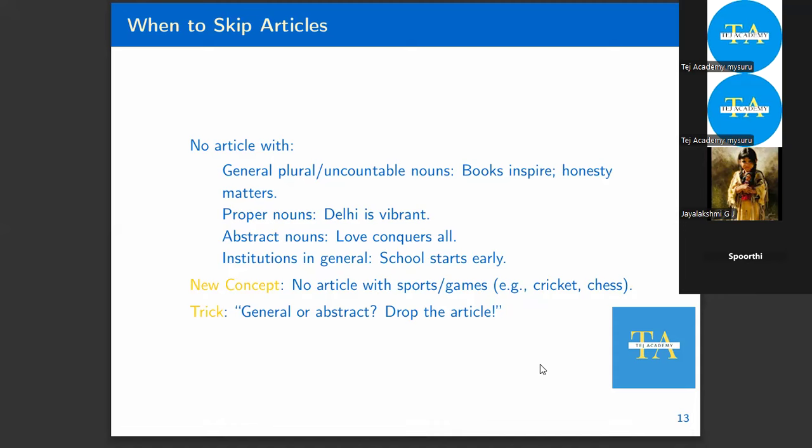And if we speak about institutions in general, school starts early. Okay, here school starts early. So here we are speaking about an institution. A school is an institution. We can directly keep the sentence without any articles.